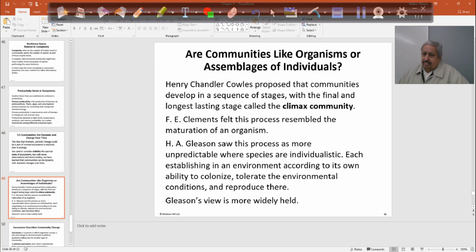So Gleason saw this process as more unpredictable, where species are individualistic, each establishing in an environment according to its own ability to colonize, tolerate the environmental conditions, and reproduce there. Gleason's view is more widely held. So Gleason's is widely held.